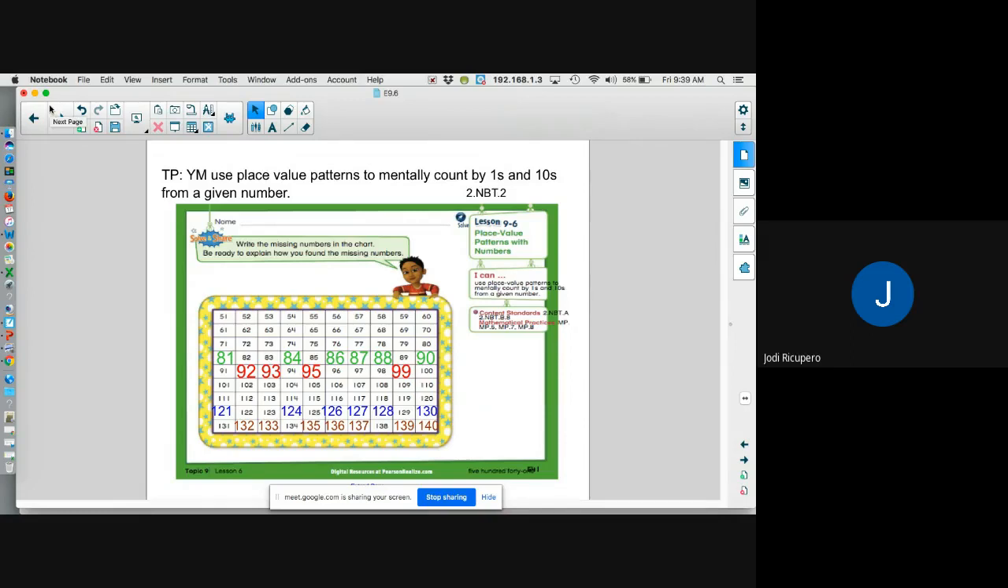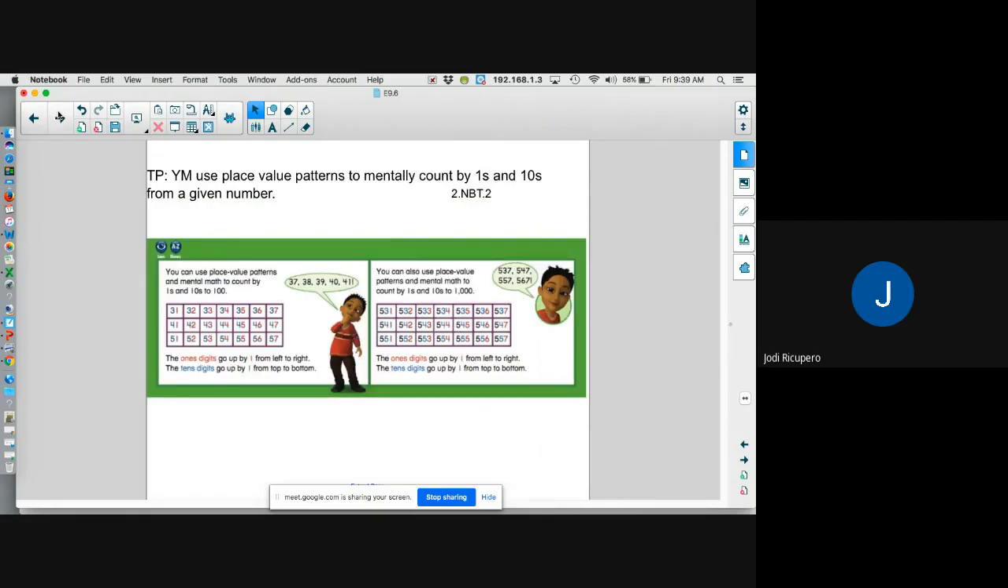We're going to talk about how you can use a chart to help you count by ones and by tens. You can use place value patterns and mental math to count by ones and tens to 100. So on the chart over here, this chart goes from 31 to 57. If you go to the right, it's going by ones. So 31, 32, 33, 34, 35, 36, 37. The ones digit goes up by 1.